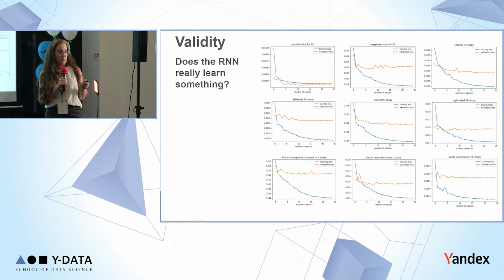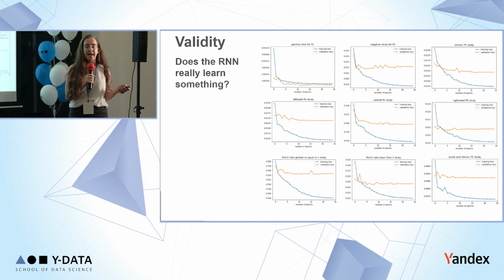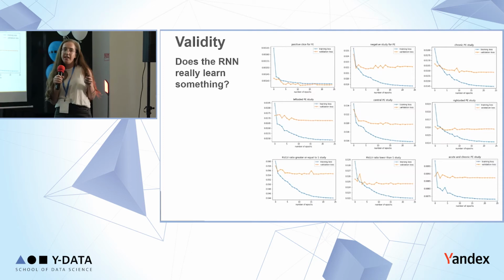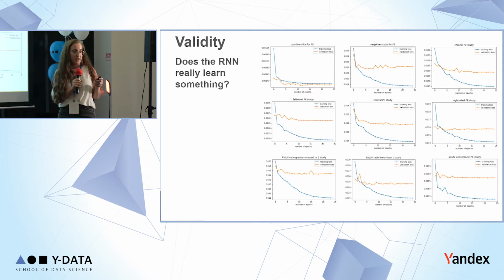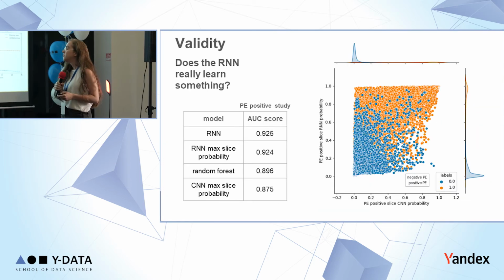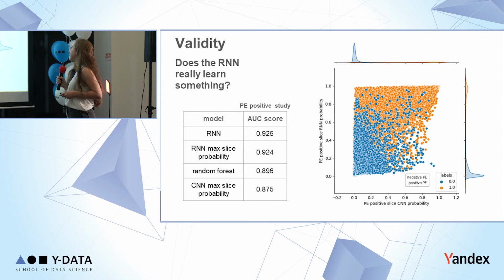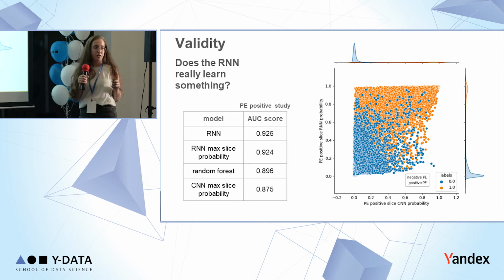But there are some problems with this solution. By deconstructing Kaggle's loss and examining each label loss separately, it seems like the RNN doesn't really learn anything. To dive into this, we examined the RNN performance. So in terms of predicting PE on slice, comparing the CNN on the x-axis to the RNN on the y-axis, it seems like the RNN can separate these classes a bit better.